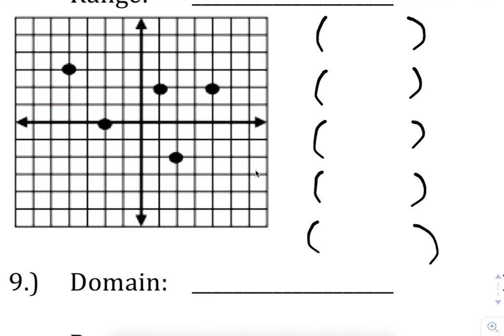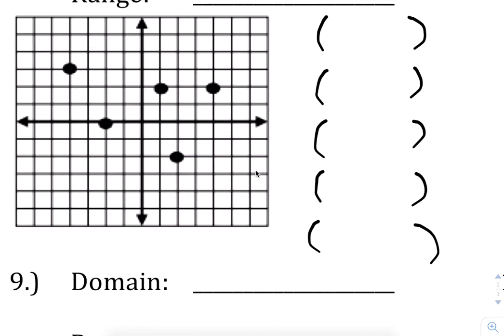All right, let's start with number 7. First point, I'm going to go starting over here. That point is -4, because it goes left 4, and then up 3.